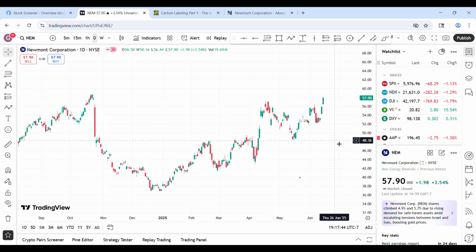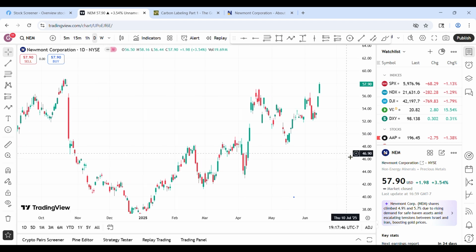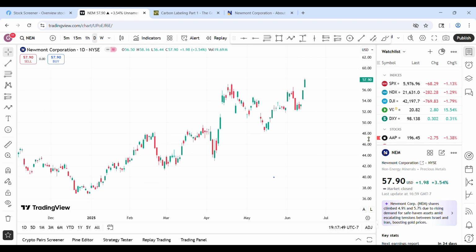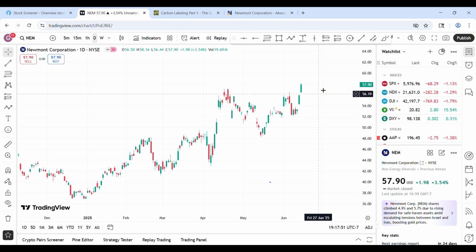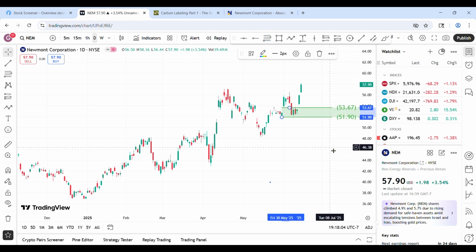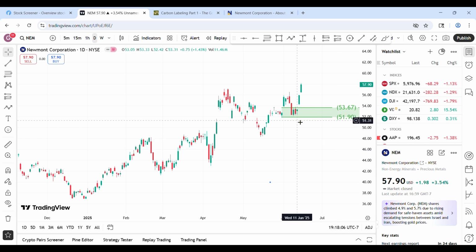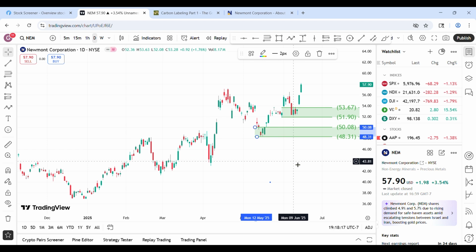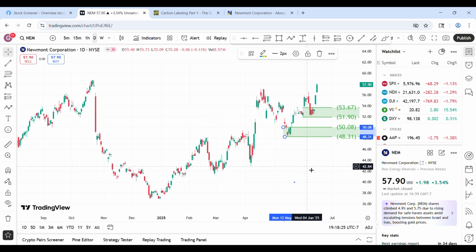So now that we know we're in an uptrend, we're simply going to look for support levels to think about a bounce trade or a lower entry price for a longer-term investment. And there is a support level right here in the 53.67 to 51.90 price range. There's another support level just below that in the 50.08 to 48.31 price range. Okay, so two support levels to consider for either a quick bounce trade or a lower entry price for a long-term investment. Now, before we move forward, let's look to see if there's technical resistance in the chart.